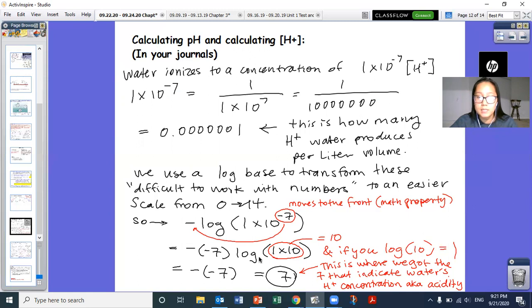So the log base is 10 as the base down here. And 10 to the what power is 10? 10 raised to what power is 10? 10 to the 1 power is 10. So if you have negative times negative 7 times 1, that's just going to end up equaling 7. Okay, so this is where we got the 7 that indicates water's H plus or hydrogen ion concentration, aka its acidity on the pH scale.